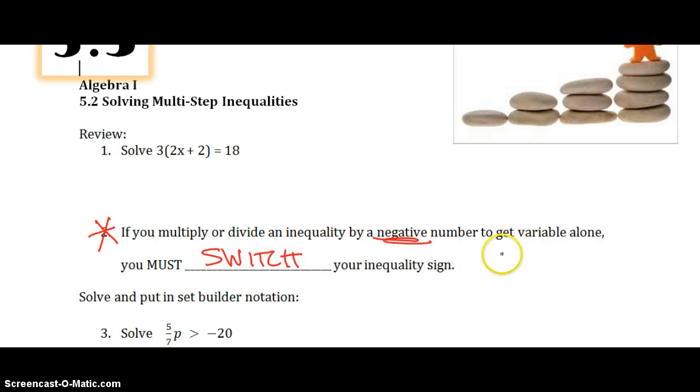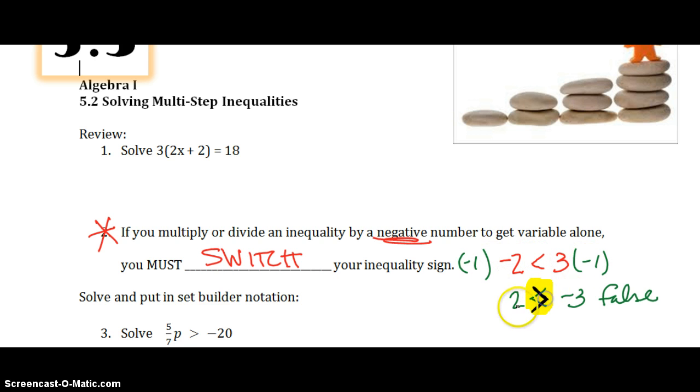All right, if you have -2, that is obviously less than 3. But if I multiply both sides by -1, that changes the values to +2 and -3. And if I keep my inequality sign, that is a false statement. So I must switch the inequality sign in order to keep the statement true. That's why we'll always say if you multiply by a negative, you switch the inequality sign. So 2 is greater than -3. That is what will make that statement true.